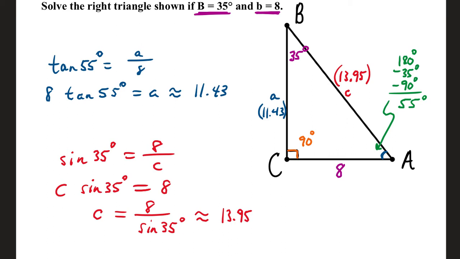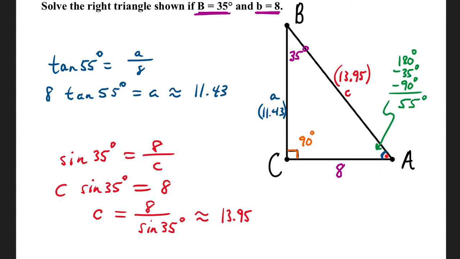At this point, we know all three angles. B was 35 degrees, that was given. C is automatically 90 because of the right triangle. And then the difference between those two and 180 was 55. At this point, all we know is side b. Side a, and I'm going to pick on angle A.